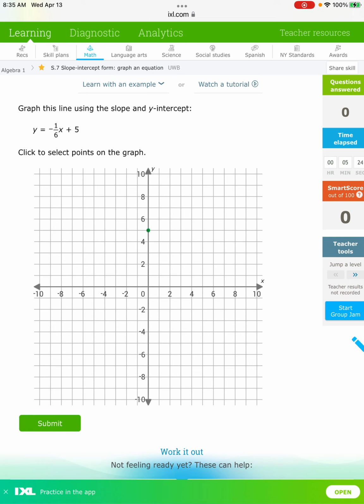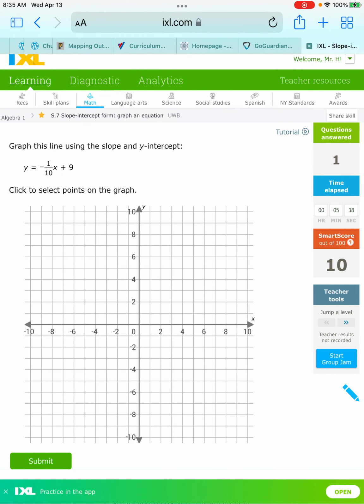So I'm going to start here. That's my first point, and then I'm going to go down 1, and then 1, 2, 3, 4, 5, 6. I'm going to be right here for my second point. So that's what my line should look like. Once I've got those 2 points, I just submit it. Boom. All right, let's do another one.